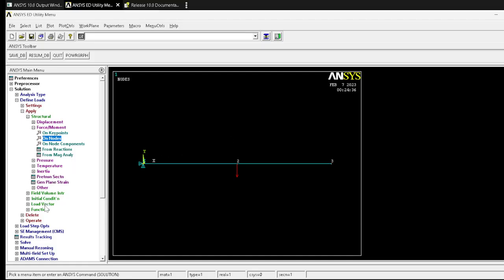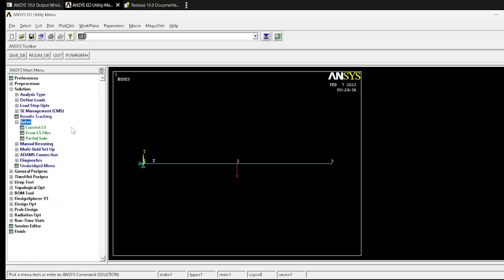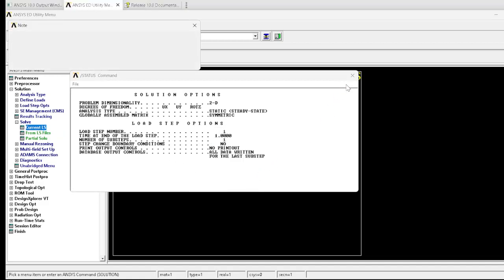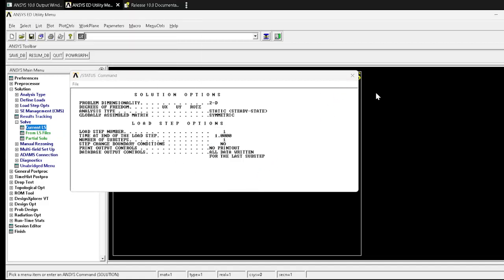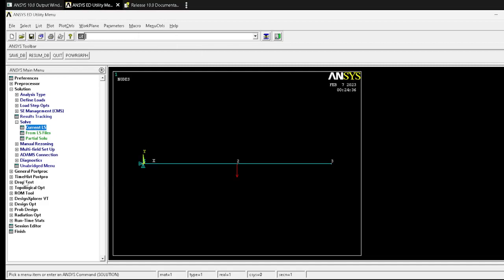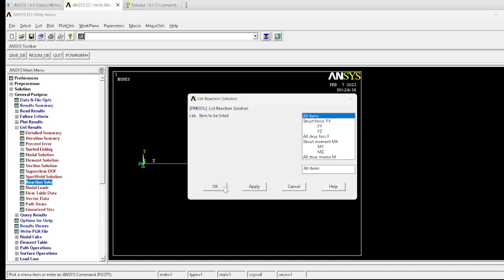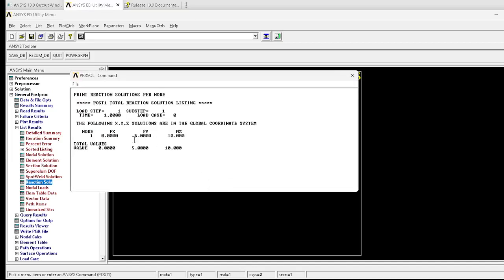Let me take up the solve. Okay, solution is done. Let me go to the general postprocessor. First is reaction solution. So list results, reaction solution, and press OK. See this now.